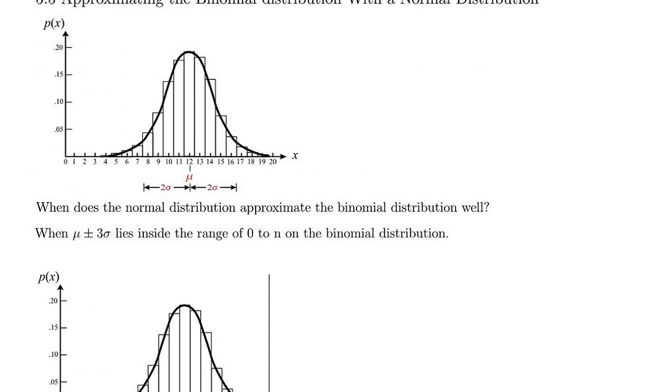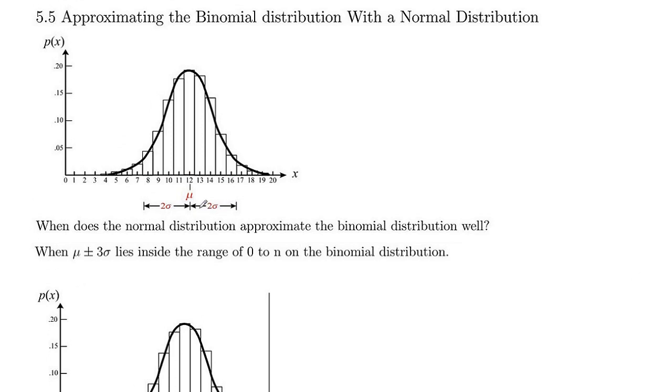So that happens up here. So here's 2 standard deviations. 3 standard deviations would be out to about right here and to about right here. And that 6 standard deviation length, that falls within 0 to 20.